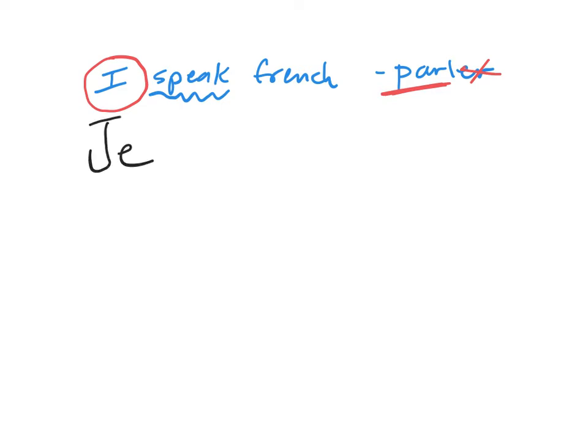And then I already have my stem, so I'm going to write my stem down. Oh, there it is. Then I'm going to look on my chart and ask, what is the ending for je? And match that up. And it is E. So we're going to add a little E here and finish the rest of the sentence. Le français. That's as easy as it is.